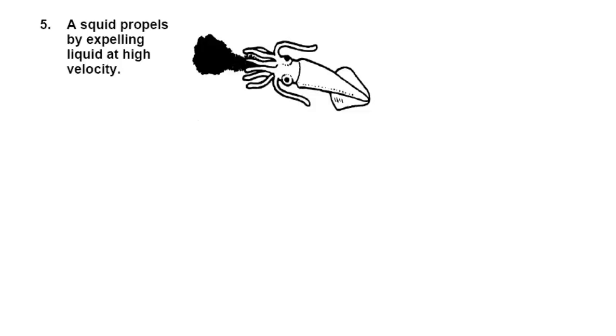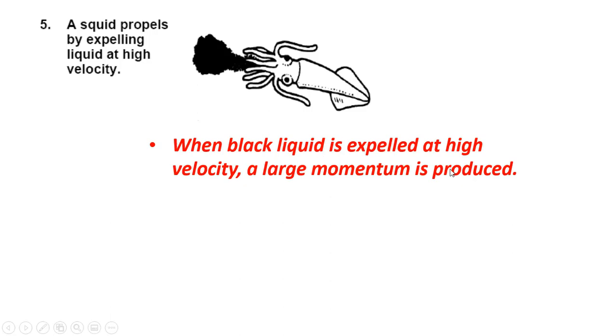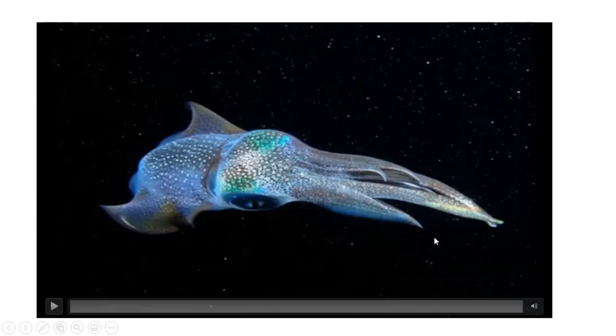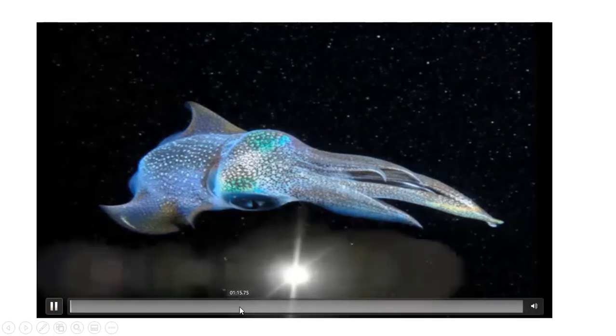Okay, next we move on to the squid. A squid propels by expelling liquid at high velocity. So we have what we call ink, black ink. How does it work? When black liquid is expelled at high velocity, a large momentum is produced. So the liquid moves this way, and the squid will move forwards with a higher velocity. So the same momentum is produced forward, so the squid moves forward. Okay, how does the liquid move?